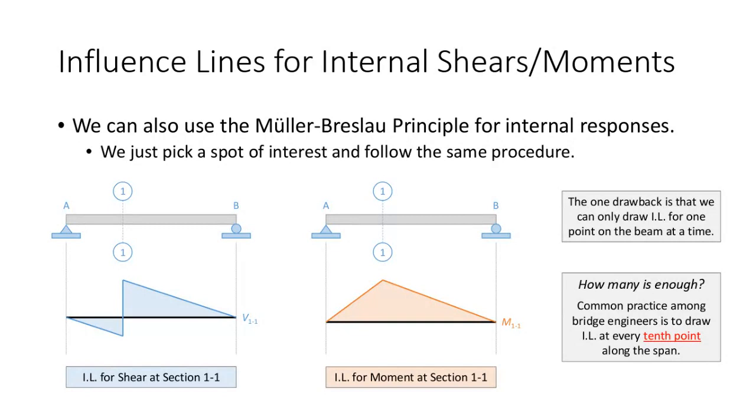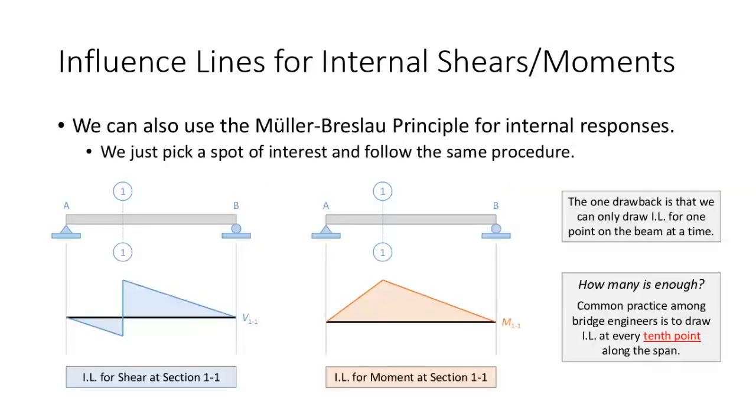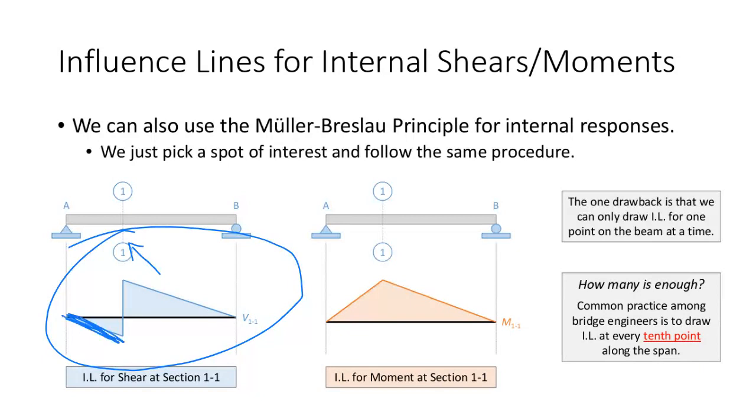When you look at the shear influence, let's take a look at the shear sign convention. Look at the left side. The left side points down, and the right side points up. So when you draw the influence line for shear at a particular point, here, let me go back to the influence line. Here's the influence line, and you can see, here's the point of interest, and on the left side of that, we go down, and on the right side, we go up. So you can see how that's formulated.